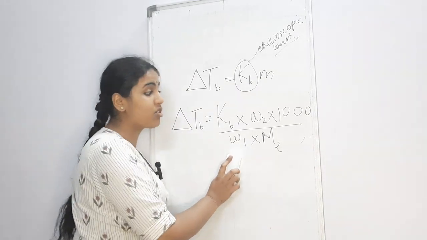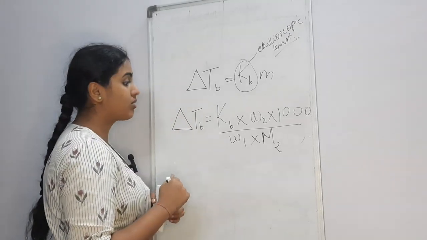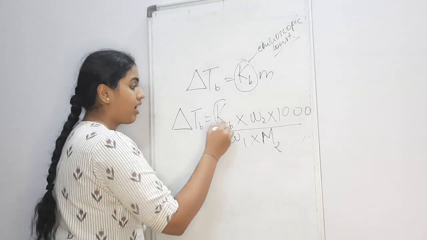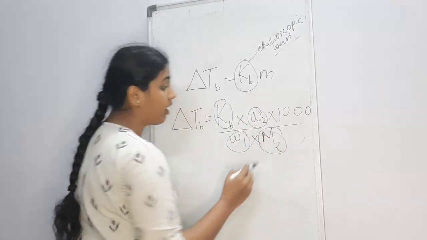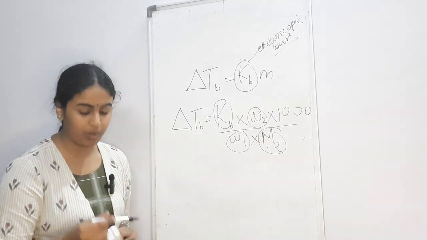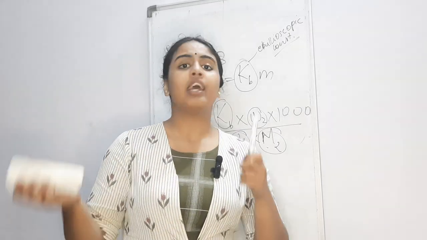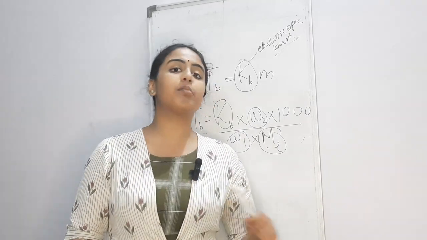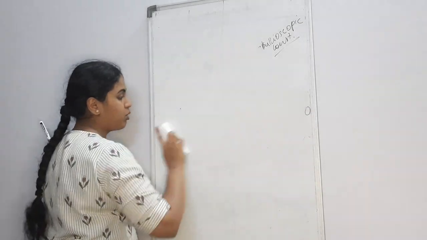This is one of the most main formulas you need to keep in mind, because through this formula you may have to find out the value of KB, you may have to find the value of W2, you may have to find the value of W1, or even the value of M2, given that all other values are given to you. Even if all values are not given directly, indirectly one way or the other they will be giving you the values for the question. Keep in mind. Now, let us move on to our third colligative property, that is depression of freezing point.